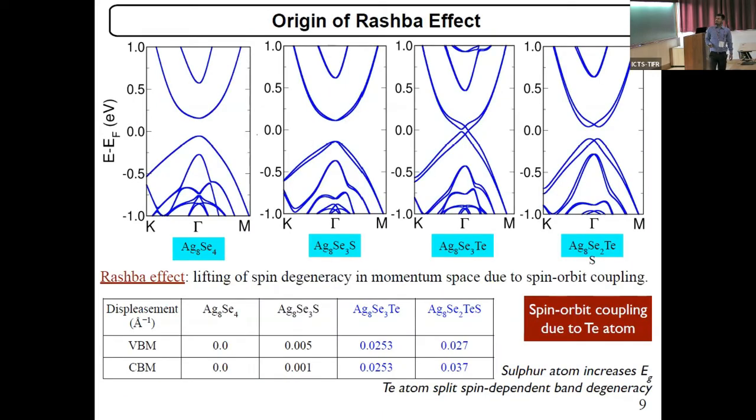In fact, we also observed the Rashba effect for this type of material. So Rashba effect is nothing but the lifting of the spin degeneracy in the momentum space due to the spin orbit coupling. Since there is a heavy metal in the system, spin orbit coupling is expected, and we observe the Rashba type of effect. So for sulfur doping, there is a splitting of bands, but interestingly for tellurium doping, this is the Rashba effect we observed. And for the co-doping case also, we saw the Rashba effect. And spin orbit coupling is mostly coming for this case due to the tellurium doping. So sulfur atom increases the band gap, and tellurium atom splits the spin dependent band degeneracy, and it is useful for thermoelectric application.